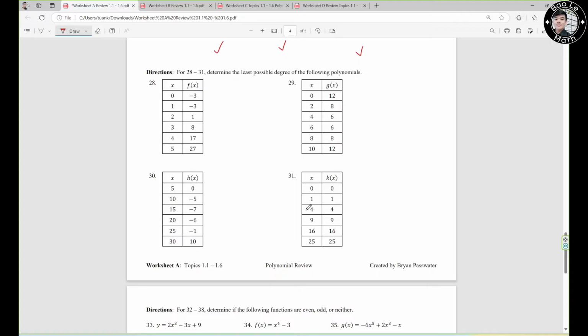Now let's take a look at 28 to 31. Determine the least possible degree of the polynomials. Right, so you just find the change in y over the equivalent input intervals, right? So we look at this one right here. In order to get negative 3 from negative 3, you just add 0, right? This guy right here, you just add 2.